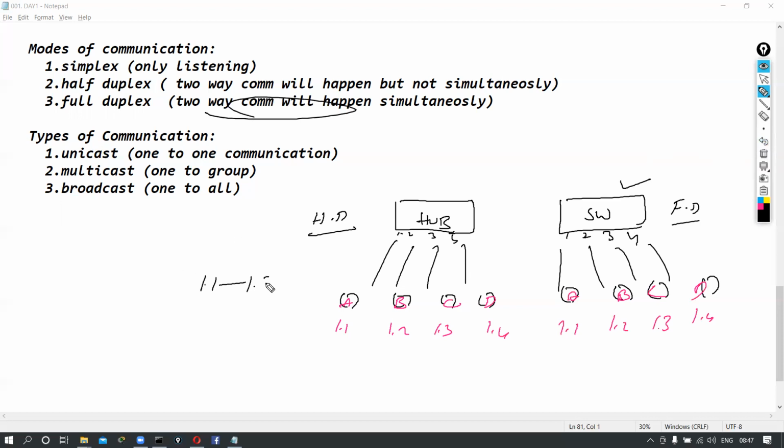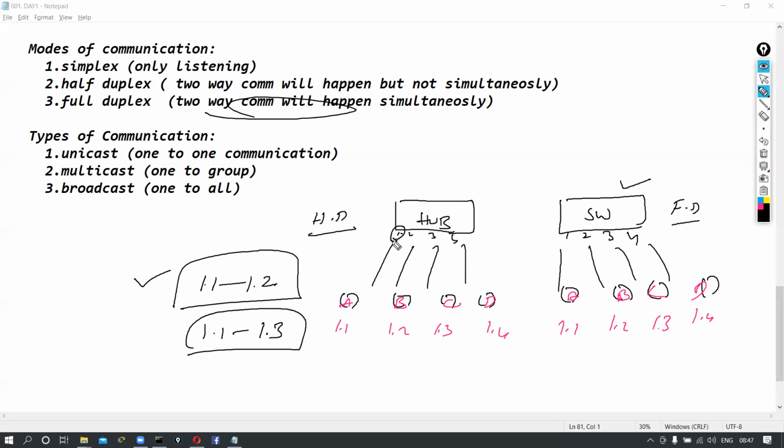1.1 can communicate with 1.2. Once this task is done, only then can 1.1 communicate with 1.3. That means via a particular port, you can either send data or receive data, but two tasks are not possible. Clear now? By using a switch, via a particular port, we can send and receive continuously. Not only from one device, from multiple devices I can receive, and I can also send data to multiple devices. That means two-way communication will happen continuously.